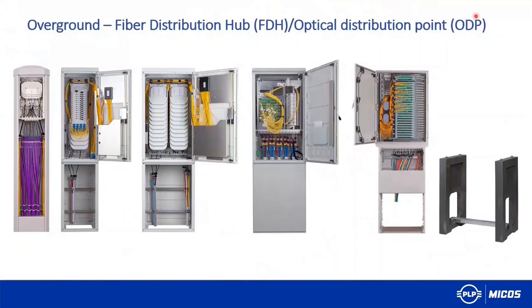All right, so we will start with the overground installation. As I said, overground installation can be done with street cabinets, but also with wall boxes, for example, or some kind of facade solution. Basically, nowadays there are many different types of street cabinets on the market.